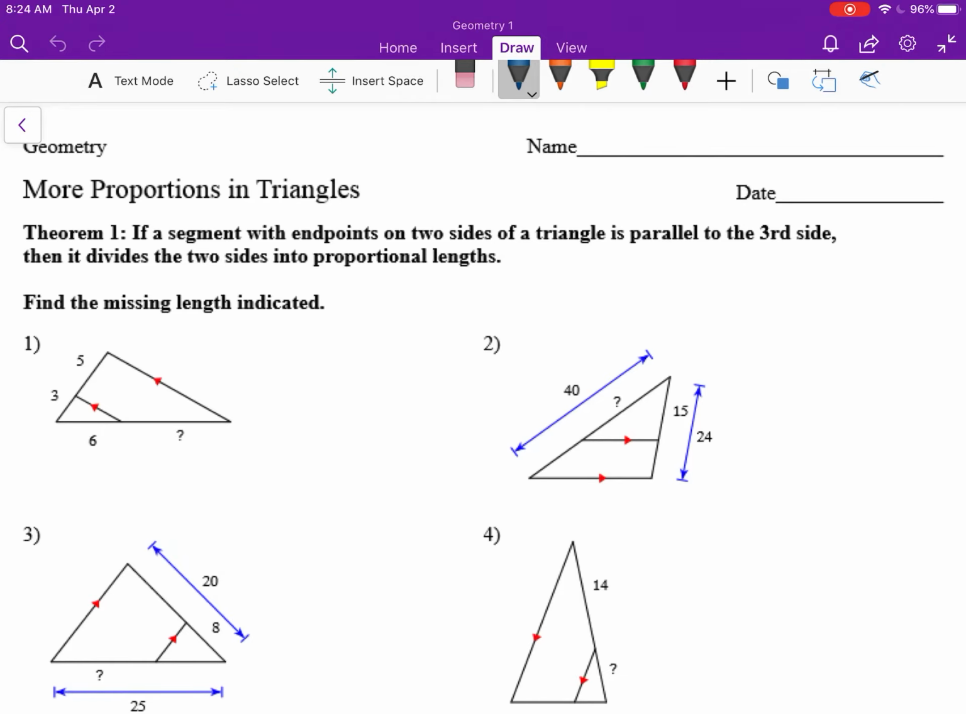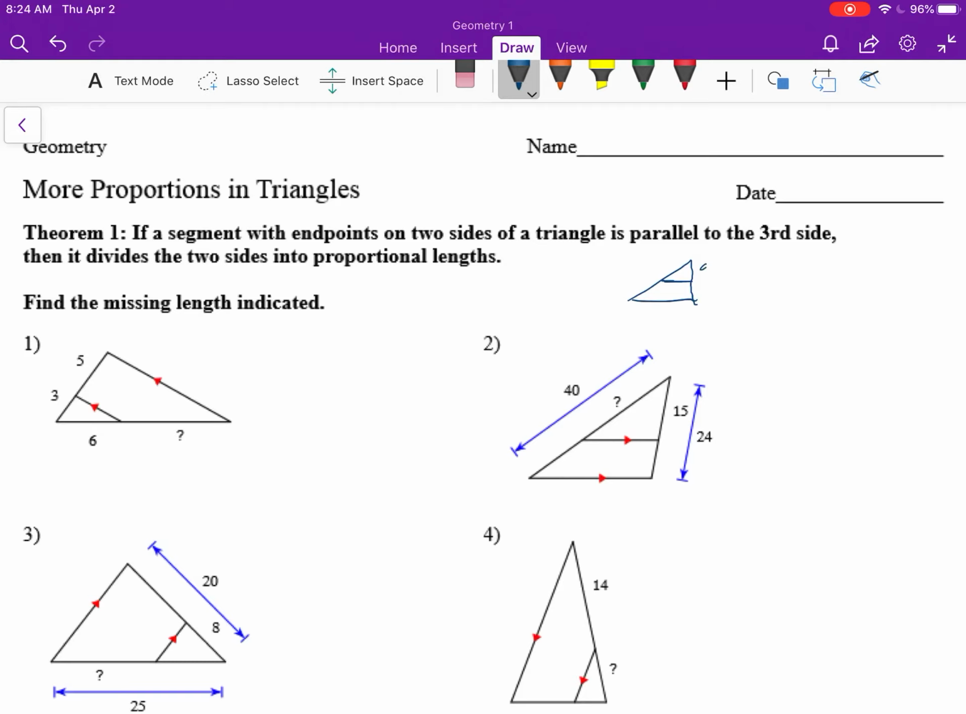So here we see the first theorem. If a segment with endpoints on 2 sides of a triangle is parallel to the third side, then it divides the 2 sides into proportional parts. So let's take a look at what that's going to look like. If we drew a parallel line to this third side, then it divides the 2 sides into proportional lengths.